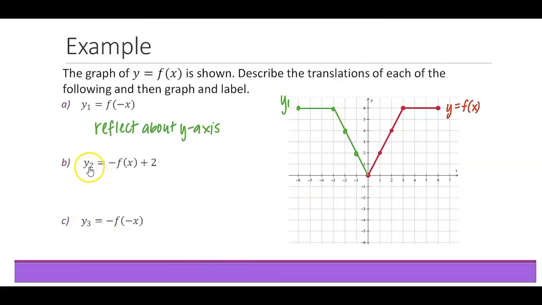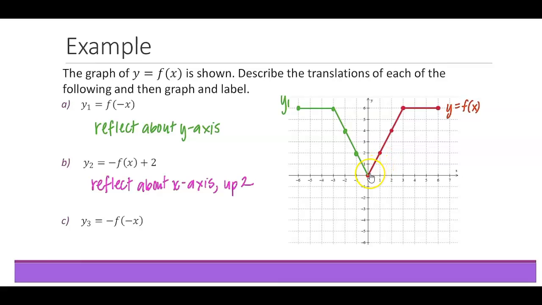Now in part B, y2 is negative f of x plus 2. Well, the negative this time that's being multiplied is in front of f of x. It's not inside with the x. So since it's in the front, we are going to reflect about the x-axis. So we reflect about the x-axis, but there's a second part. We have y2 equals negative f of x plus 2 on the outside. So the plus 2 that's on the outside is going to shift everything up 2 units. So we're starting to combine these two different transformations, a reflection and a translation.